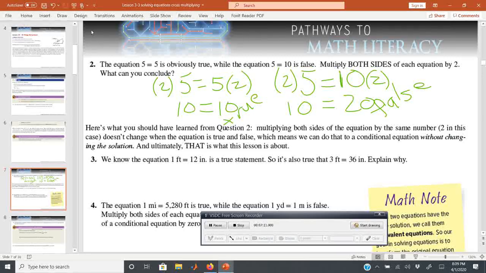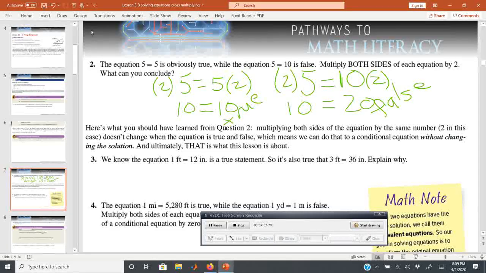So here's what you should have learned from question 2. Multiplying both sides of the equation doesn't change whether it's true or false. That's something we're going to find as we go through the lesson today. Restart the video once you've answered question 3, and we can discuss it.